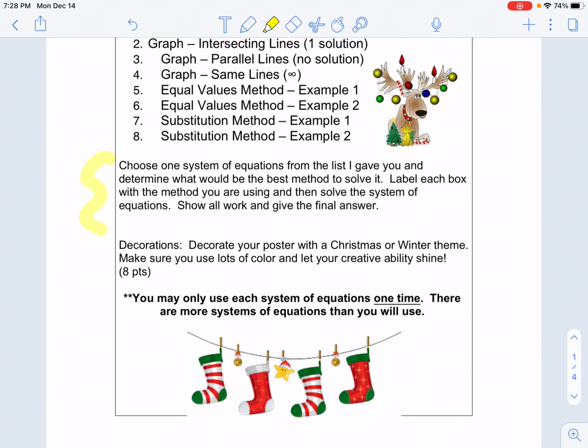Decorations. Decorate your poster with a Christmas or winter theme. Make sure you use lots of color and let your creative ability shine.